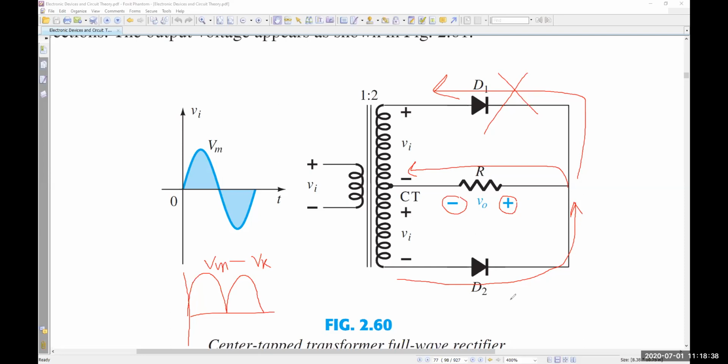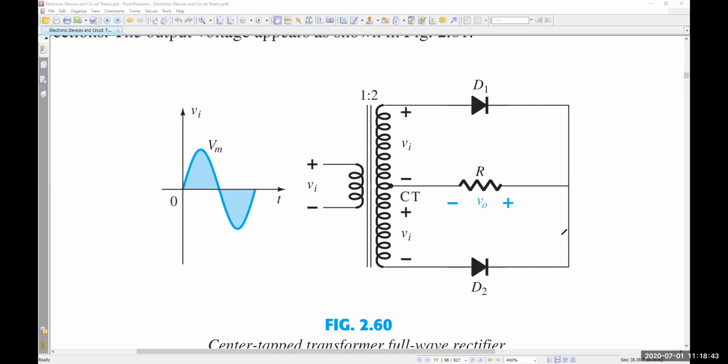Okay, understood? Okay, what is the advantage of this circuit compared to the previous circuit? Anyone?